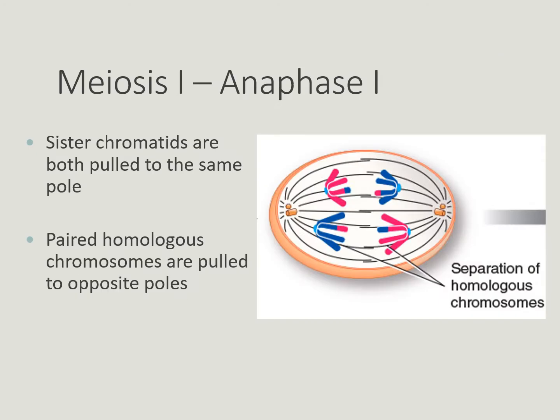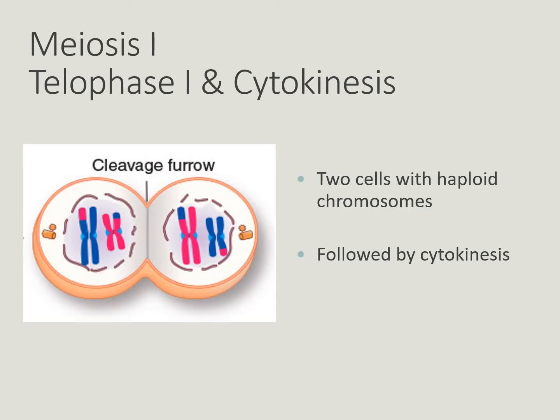Similar to mitotic anaphase, chromosomes are pulled apart to the 2 poles in anaphase 1. However, realize in this step it is both sister chromatids that are pulled to one side. The homologous chromosomes are pulled to the opposite pole. During telophase 1, the chromosomes are fully separated and at opposite poles.